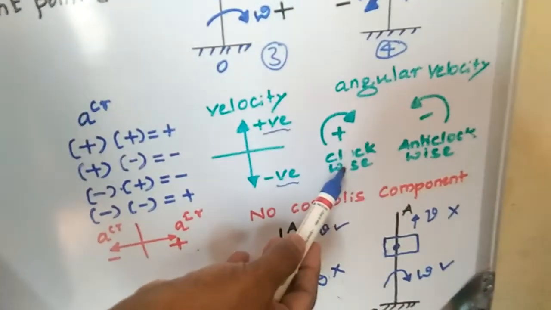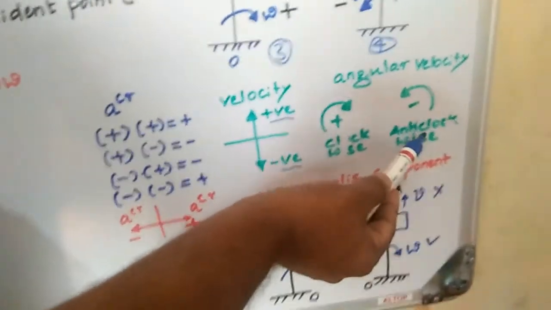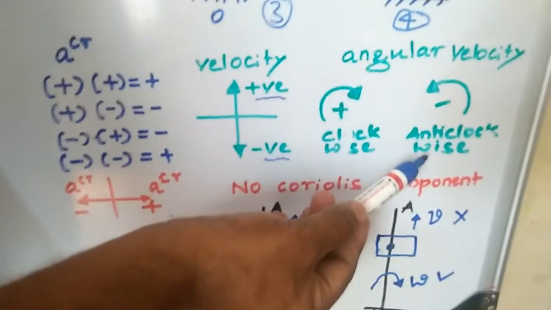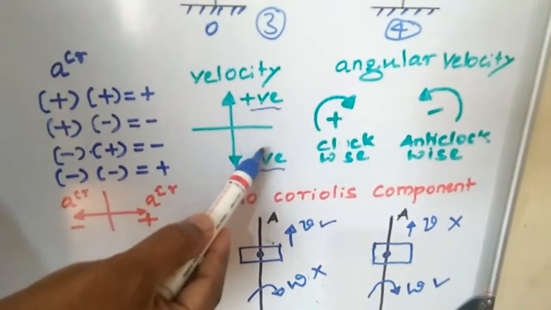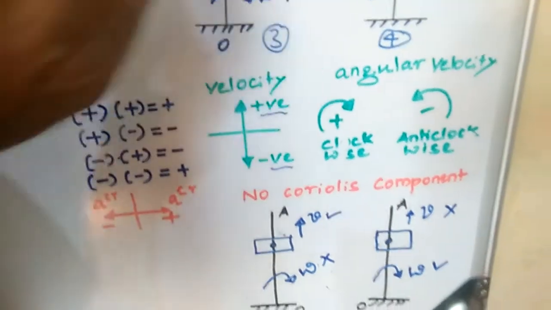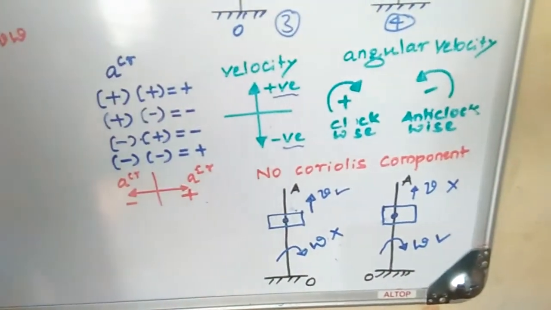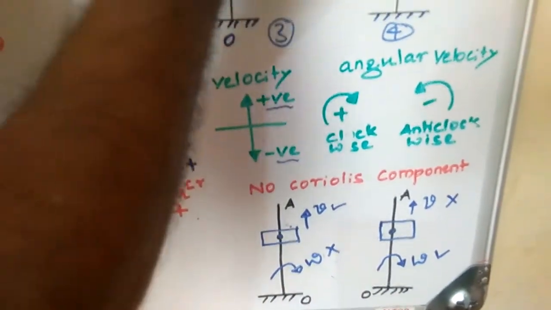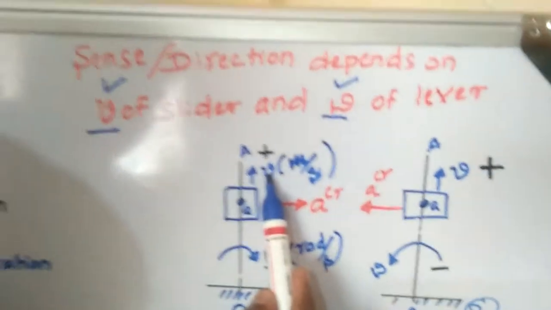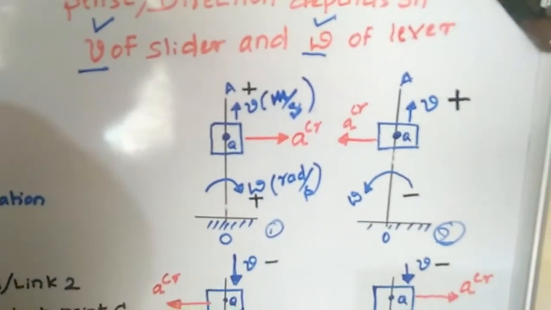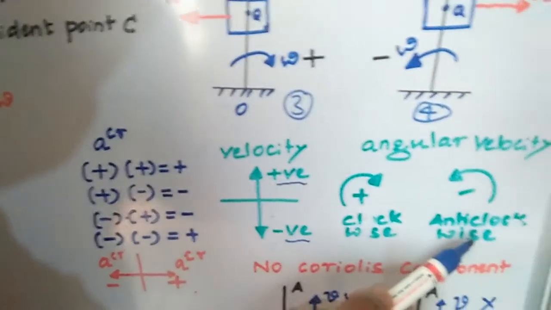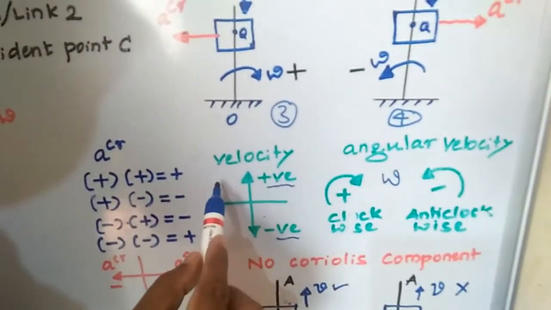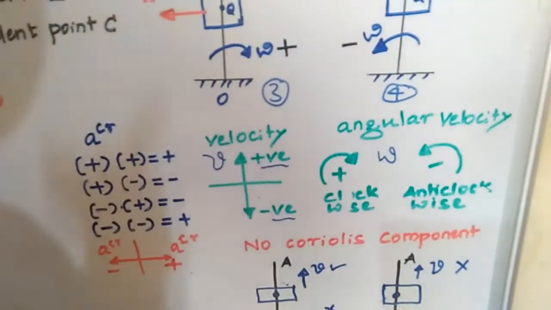I will take clockwise as positive, anti-clockwise as negative. Can you find it here? Clockwise as positive, anti-clockwise as negative. Depending upon these, we have to determine the direction of the Coriolis component. Okay, then look at this one. Initially, I will take the vertical as positive, downward as negative, and for omega, clockwise as positive, anti-clockwise as negative. Okay, this is for V. Then I will come to this one.